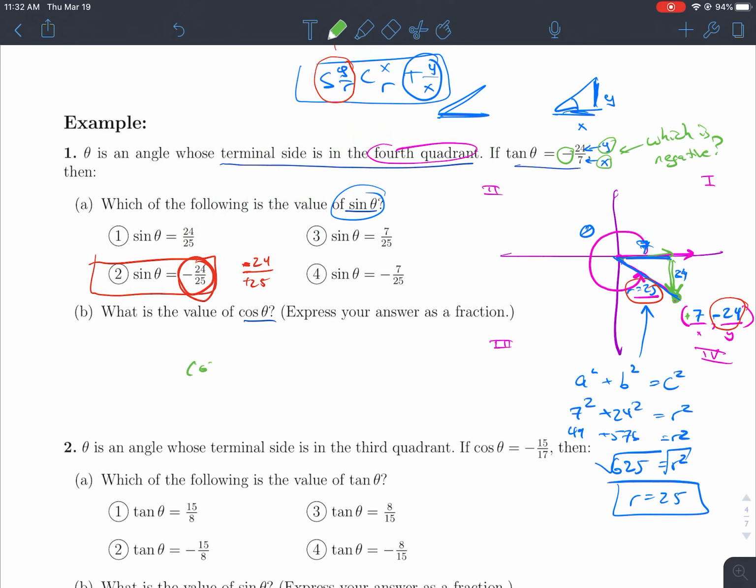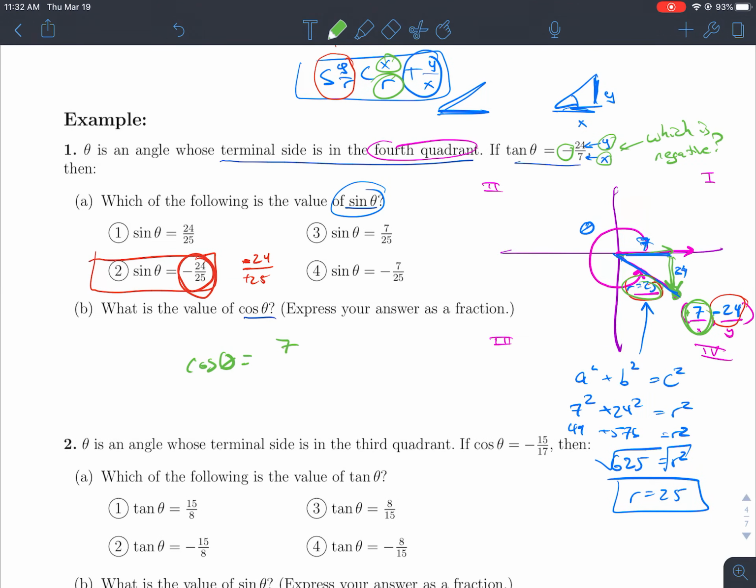So then for cosine of theta is equal to x. Oop, I shouldn't circle the sides of the triangle. X from the coordinate here, x over r, so 7 over 25. And notice that both of these are positive because x is positive and r is always positive. R is a distance. So here we go, 7 over 25.